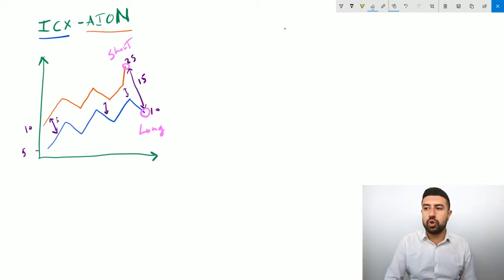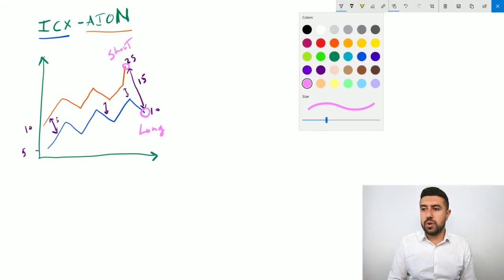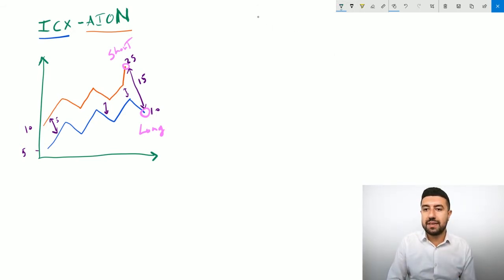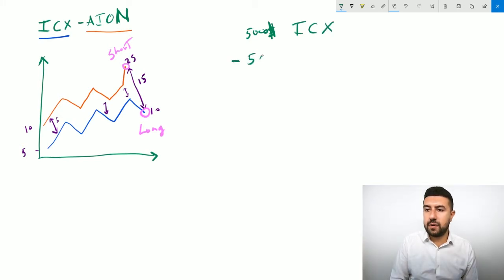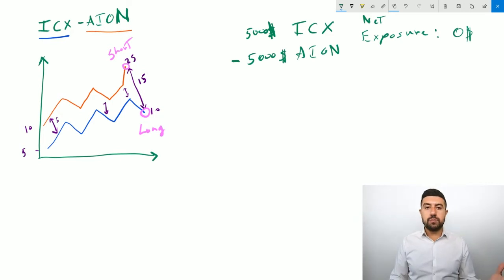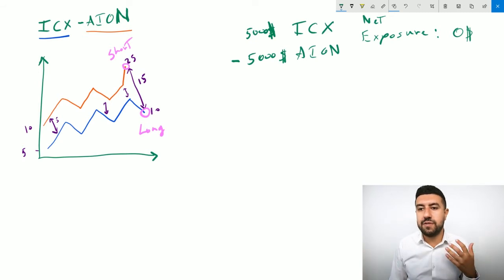And in this way, we have a market neutral position because, let's say we're investing, or trading, 10,000. We want to buy $5,000 worth of ICX, and we're going to short $5,000 worth of Aeon. So our net exposure to the market is going to be $0. We're not exposed. If the market goes up or goes down, we don't care because half of our money is betting that the market goes down, half of our money is betting that the market goes up. So we eliminate that market risk. We can sleep well at night without the fear of the market crashing.